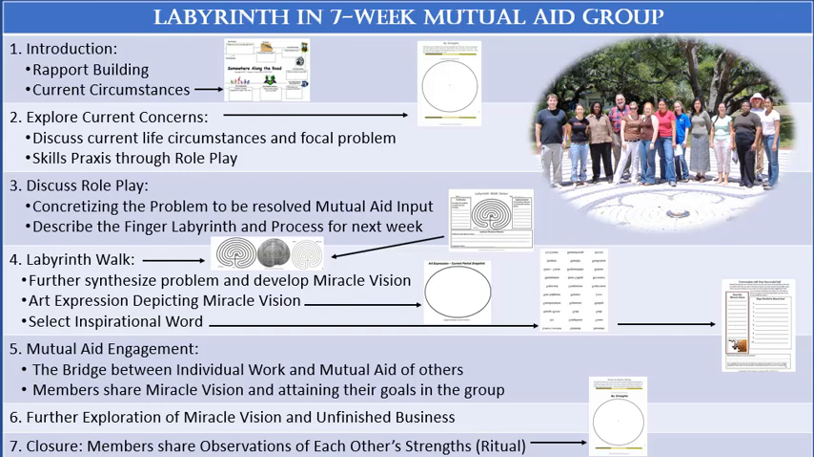This video will outline the 7-week mutual aid group week by week. Note there are 3 introductory sessions in the first part of the group meetings. Then in the middle there is the Labyrinth session, which is kind of a microcosm of the 7 weeks, during the 4th week. And then the last 3 sessions are part of the continued processing of the members' work and the closure of the group.